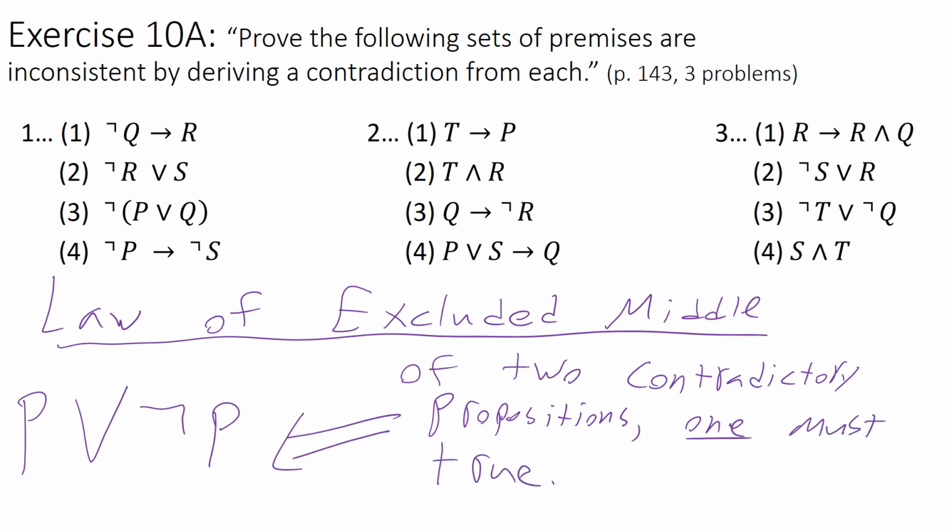And the key word here is contradictory. Contradictory propositions, for example, P versus non-P. I gave the example of either you're beautiful or ugly. This would be a misapplication of the law of excluded middle because what's contradictory to beautiful is simply non-beautiful. It does not imply ugly.